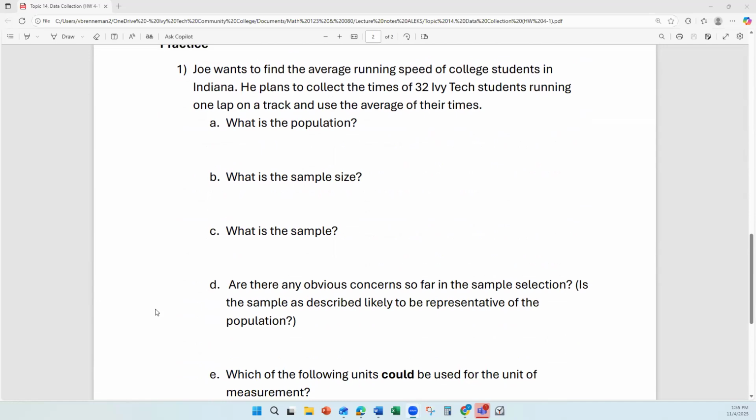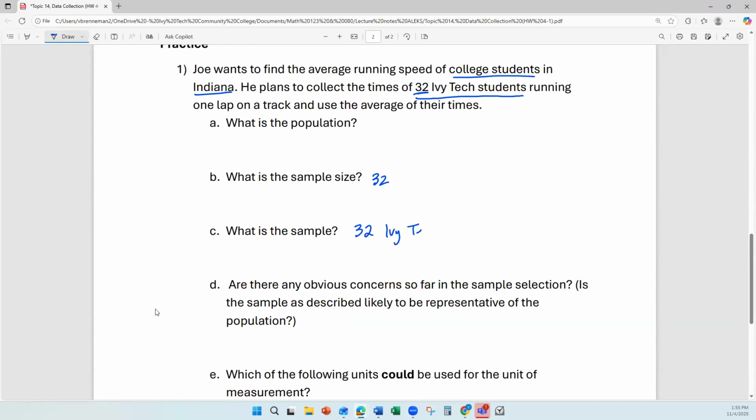So this practice question, Joe wants to find the average running speed of college students in Indiana. He plans to collect the times of 32 Ivy Tech students running one lap on a track and use the average of their times. So what is the population? The population is the group he's mainly interested in, which would be college students in Indiana, but you also have to look at the actual sample. Let's jump ahead. The sample size is the 32 here. The 32 Ivy Tech students is the sample.